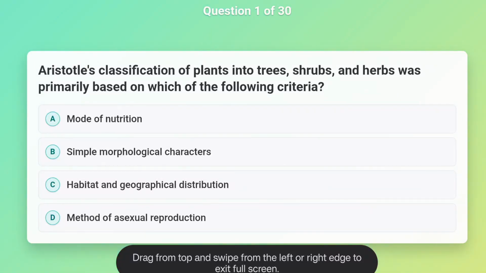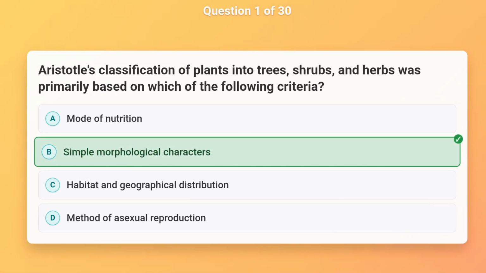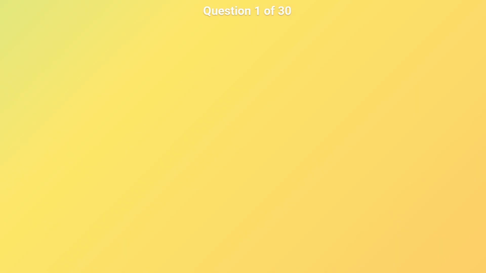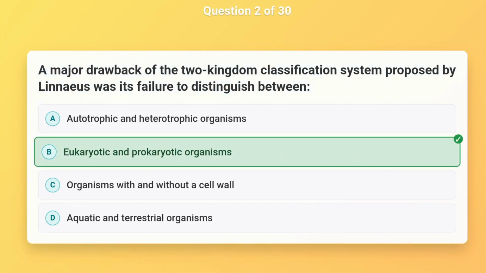Aristotle's classification of plants into trees, shrubs, and herbs was primarily based on which of the following criteria? Simple morphological characters. A major drawback of the two-kingdom classification system proposed by Linnaeus was its failure to distinguish between eukaryotic and prokaryotic organisms.